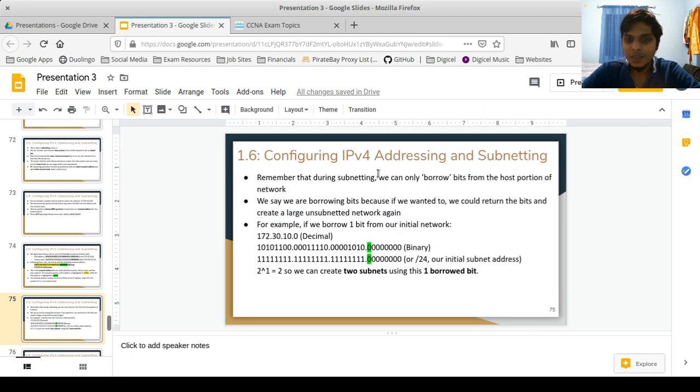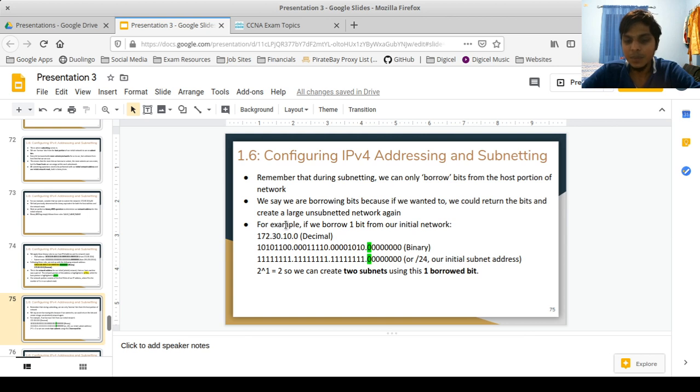So remember that during subnetting, we can only borrow bits from the host portion of the network. I had a question in the last iteration of the CCNA class, where somebody asked why we say we're borrowing bits. We say we are borrowing bits because if we wanted to, we could return these borrowed bits and create our big unsubnetted network again. We're just borrowing these bits to create these smaller networks.